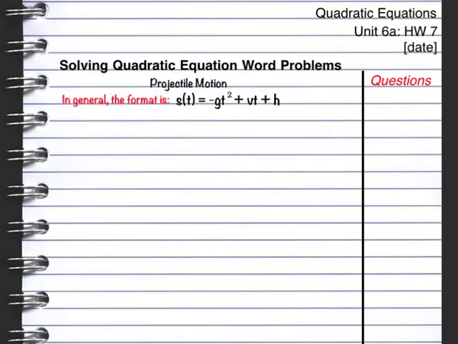So one of the most popular quadratic equation word problems is projectile motion. And the general format you're going to find is very familiar. It looks like standard form. And so we're going to talk about what each of these pieces mean. So the negative g is going to be represented by the force of gravity. V will represent your initial velocity, how fast you start out. And then h will be the initial height at which you started.